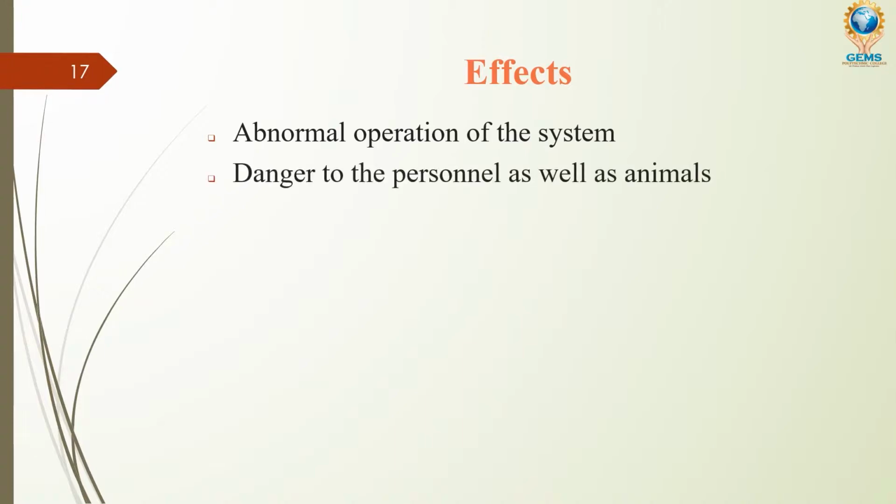Danger to the personnel as well as animals. Suppose a line is like this, from here there is a tower, this is one electric pole, this is connected to the generator. So when we are taking it like this, an open circuit happens here, meaning the line will fall down on the ground.